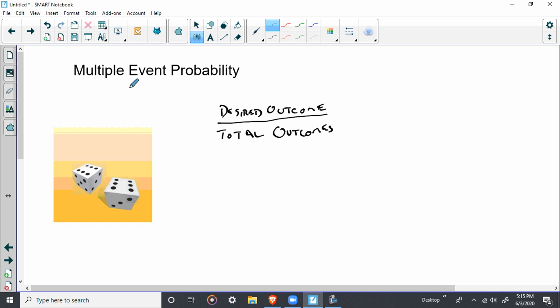Okay? But what's going to happen is we're going to have multiple events. More than one thing is going to happen, and there's two different situations we're going to look at today. It's going to be independent events and dependent events. Okay? So let's give you a quick example.